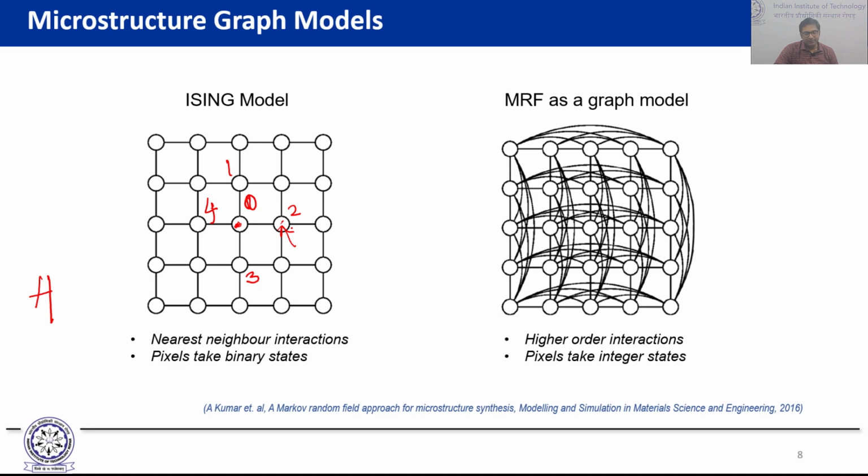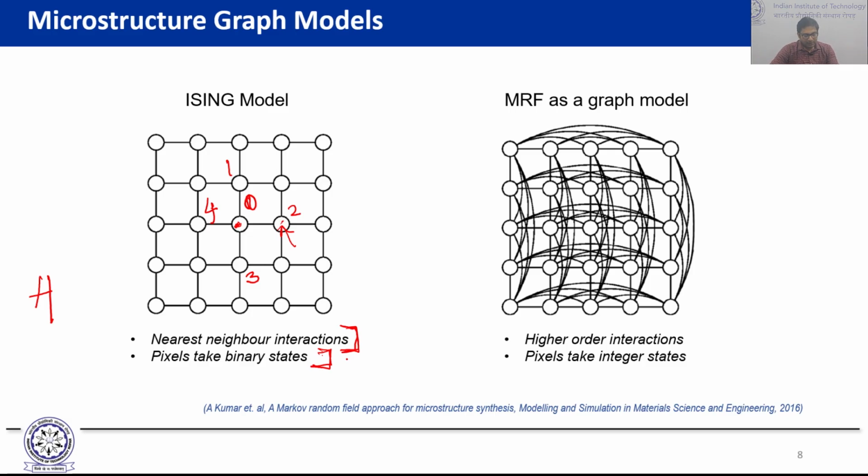The energy difference then becomes something which can be used to create a probability that this transition is actually going to happen or not. So this is basically the Ising model, and here what we are saying is these pixels are going to take binary states. So the states are described in terms of zeros and ones, and we are looking at the nearest neighbor interaction in order to compute the energy. And based on the energy fluctuations, as we change the states, we decide how the microstructure of the material is evolving.